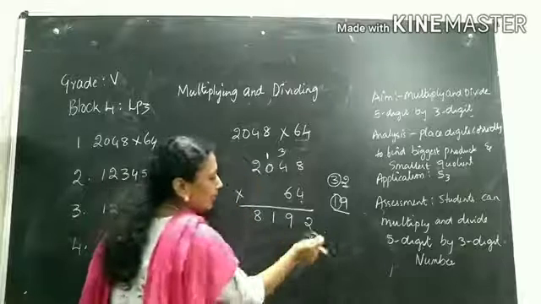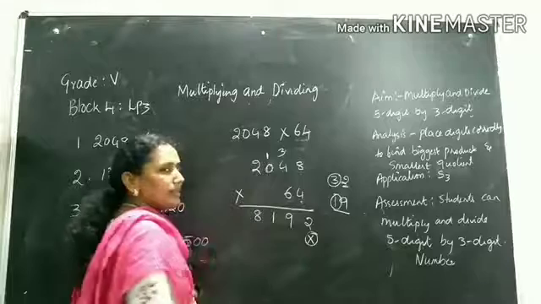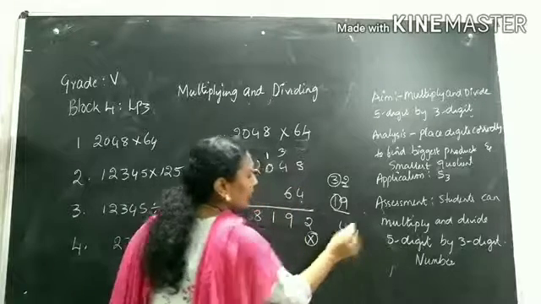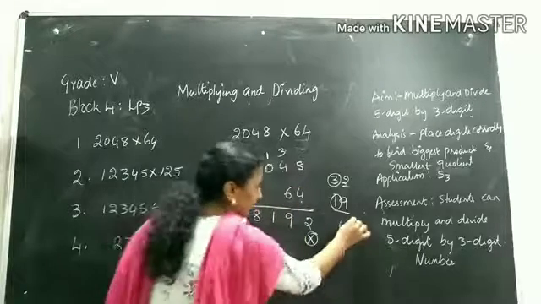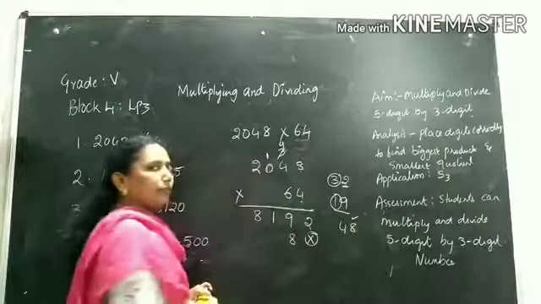Next, I am going to make this place empty. I am not writing anything here. Now take the number 6. 6 8s are 48. What I am going to do now? Yes, I am taking the 8 here and 4 is carried on the top of the tens place.